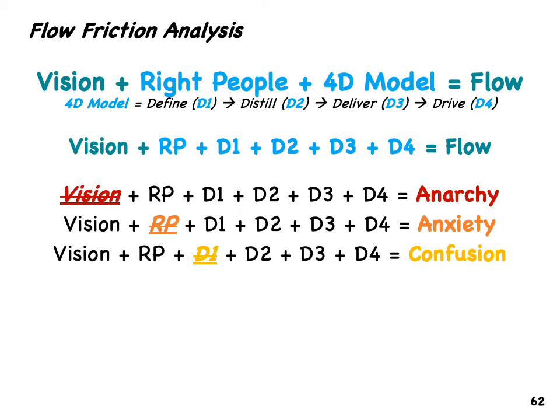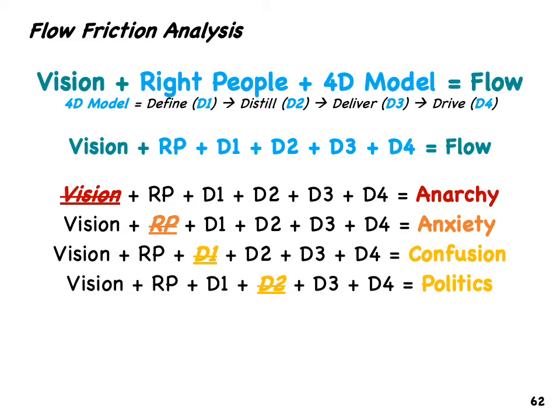If you do not have the right definitions, here with D1, as we call it for definitions, you're probably going to end up with confusion, because if you have definitions and the people don't know or don't agree on those definitions, people are going to be confused, and it's really going to slow down or even stop what you're trying to create or deliver.